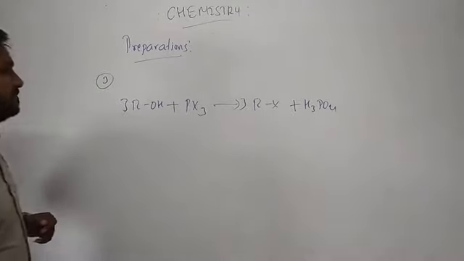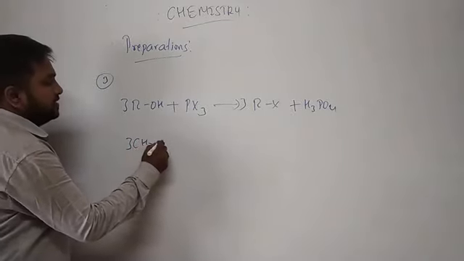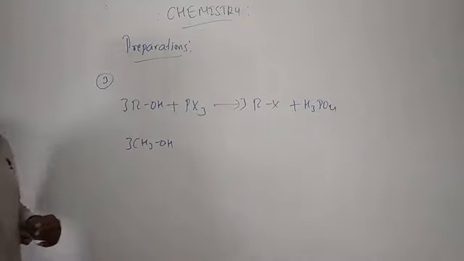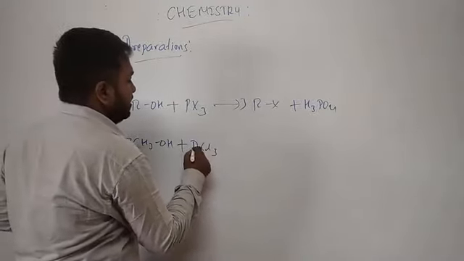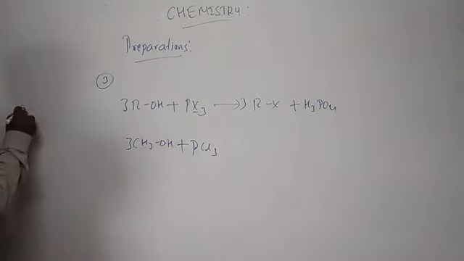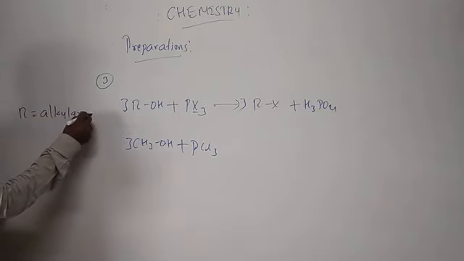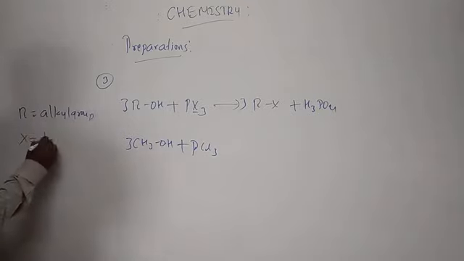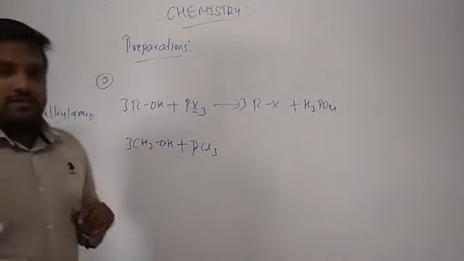Okay, so here let's take an example for this one. You can take any alkyl group when it is treated with PCl3. X means halogens, let me write it. R is any alkyl group and X, you know now, is a halogen. You can substitute any halogen in this reaction.